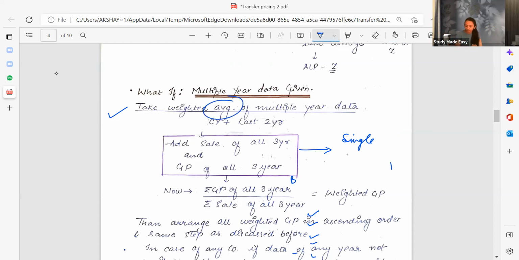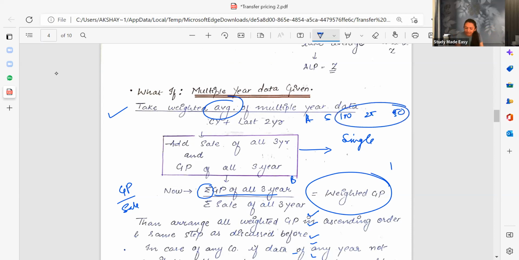One thing: take average. So how can I take average? You know, GP margin is what? Gross profit upon sales. So if sales and GP is given, can I do summation of all 3 years' GP and summation of all 3 years' sales? Would it give me a weighted gross profit percentage? Yes, it will give you a weighted gross profit percentage. So in my case for A, it was sales 100, suppose 25, suppose 50. Total of all this sales, my GP was suppose 8, 10, 12. Total of all this GP divided by total of sales will give me weighted GP. Understood?